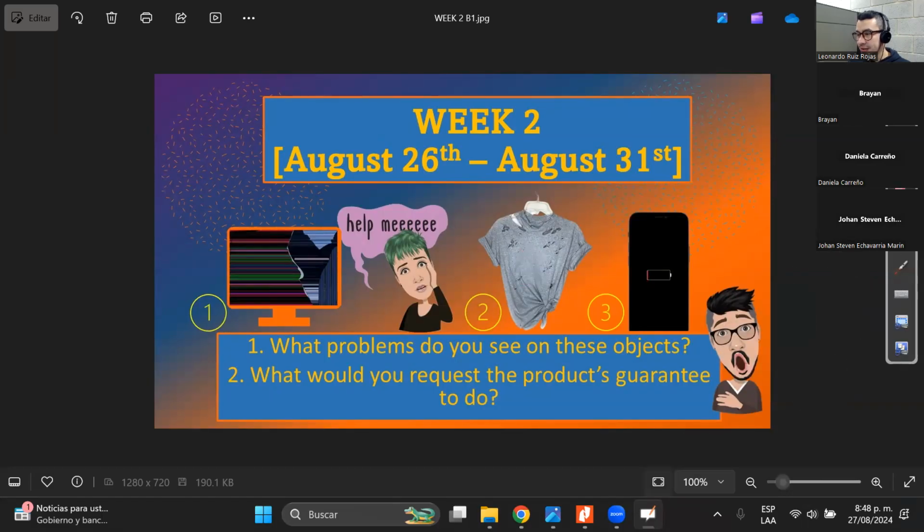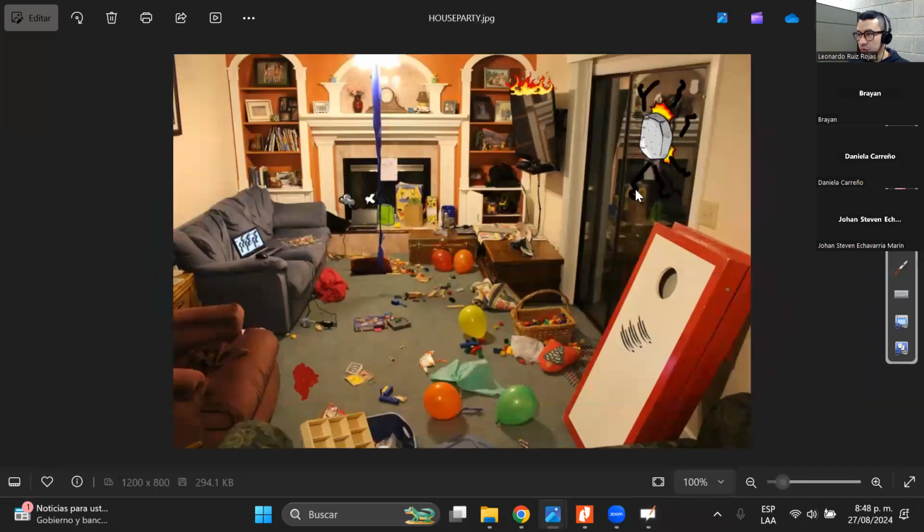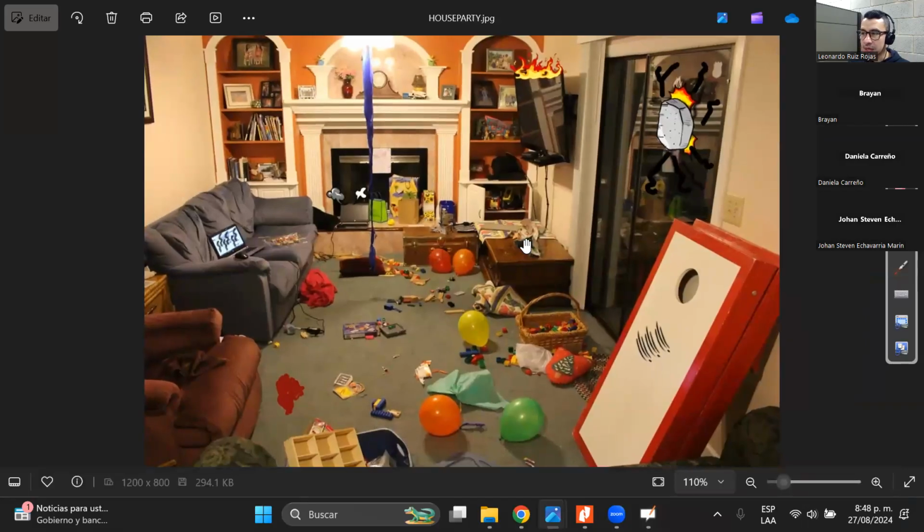Listo, guys. So final activity, I'm gonna just give you 2 minutes to look at the picture and tell me what are the problems that you see there and what does it need? Ready? Look around the place, look around the living room and tell me what problems do you see there and what does it need to be fixed? What is the solution there?